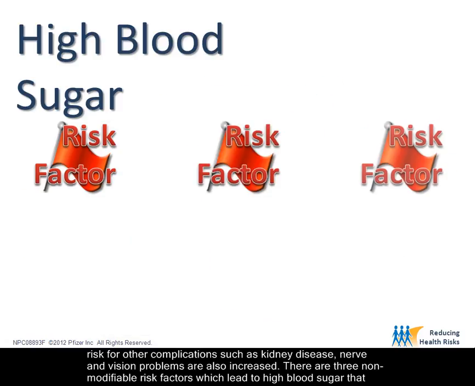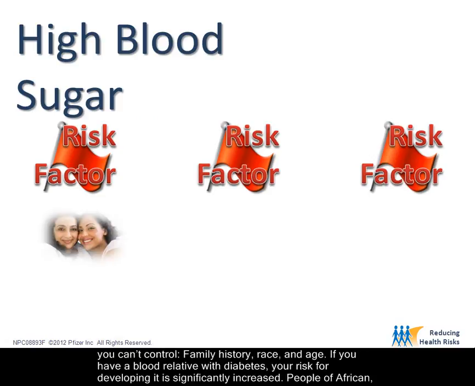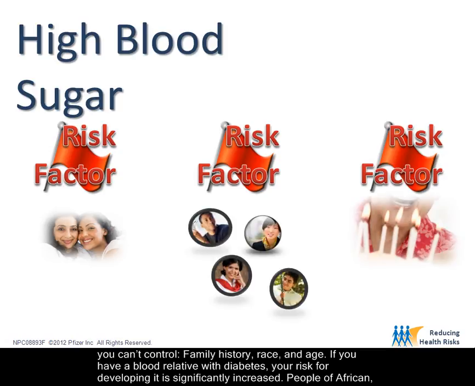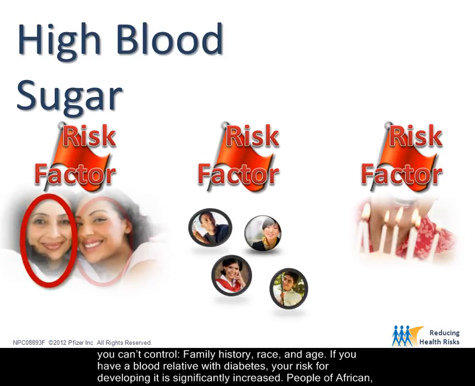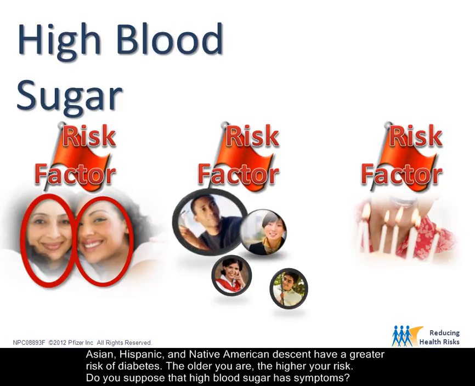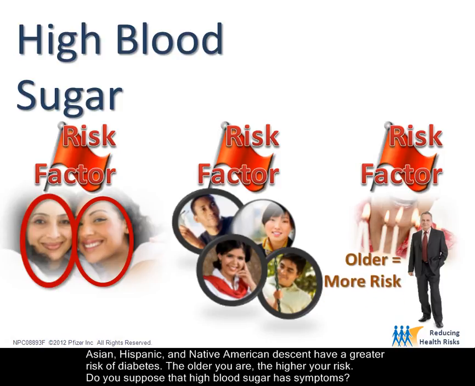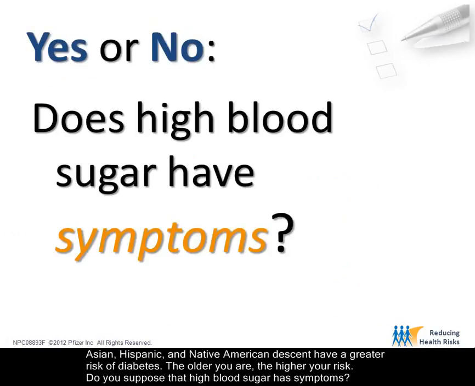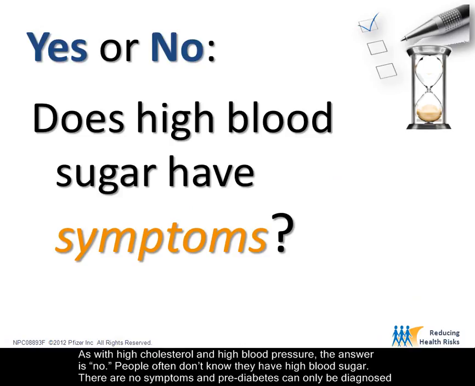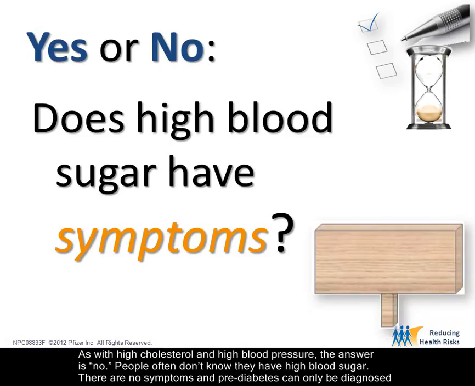There are 3 non-modifiable risk factors which lead to high blood sugar that you can't control: family history, race, and age. If you have a blood relative with diabetes, your risk for developing it is significantly increased. People of African, Asian, Hispanic, and Native American descent have a greater risk of diabetes. The older you are, the higher your risk. Do you suppose that high blood sugar has symptoms? As with high cholesterol and high blood pressure, the answer is no.